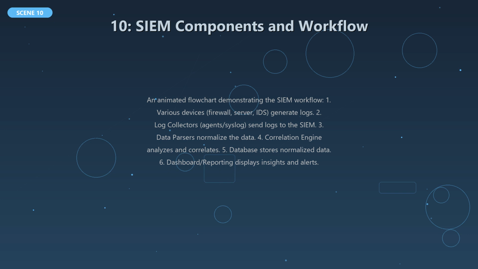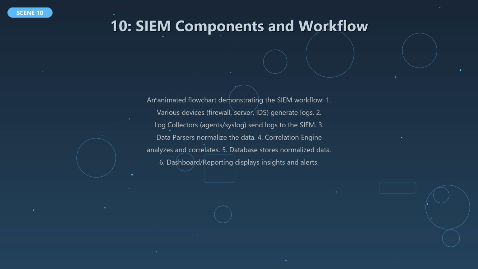1. Log sources. Data generation. Every device and application in your network is a log source. This includes firewalls, routers, switches, operating systems, Windows, Linux, applications, web servers, databases, intrusion detection/prevention systems, antivirus software, cloud environments, and more. Each of these sources continuously generates event logs detailing their activities, from successful logins to system errors to blocked network connections.